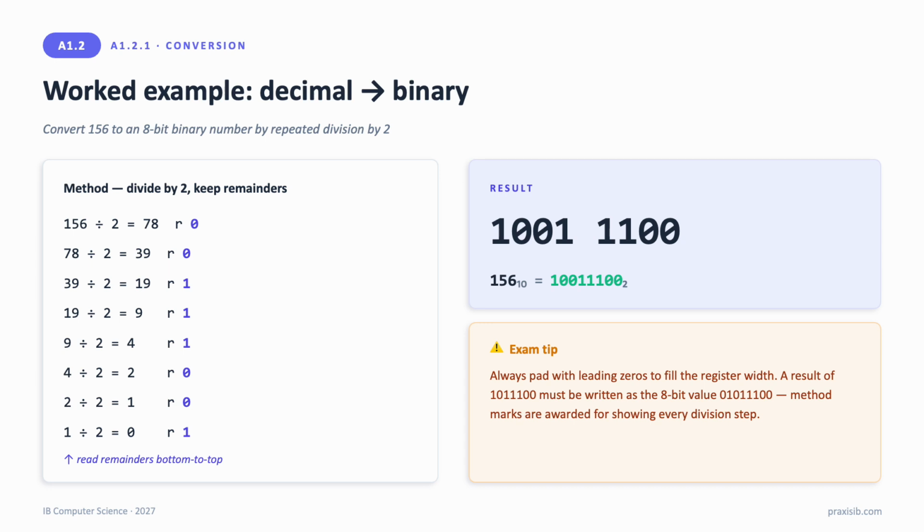One last tip for the exam. Questions usually want an 8-bit answer. So if your binary number is too short, pad it with zeros on the left until it's 8 digits long. And always show all your division steps. You earn marks for the method itself, even if you make a small slip at the end.